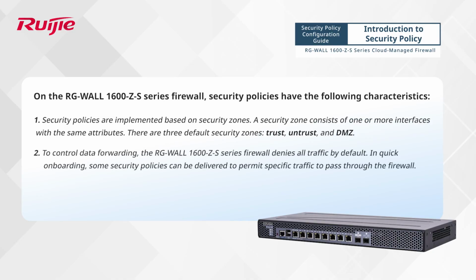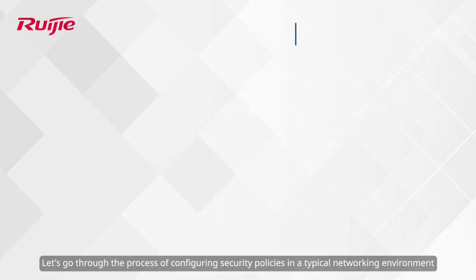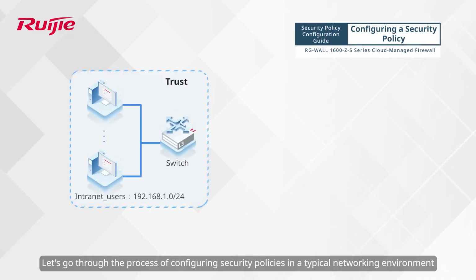2. To control data forwarding, the Firewall 1600Z S-Series firewall denies all traffic by default. In quick onboarding, some security policies can be delivered to permit specific traffic to pass through the firewall. 3. Security policies are matched from top to bottom. If a policy is matched, the matching stops and the traffic is permitted or denied according to the action in the matched policy. Let's go through the process of configuring security policies in a typical networking environment.